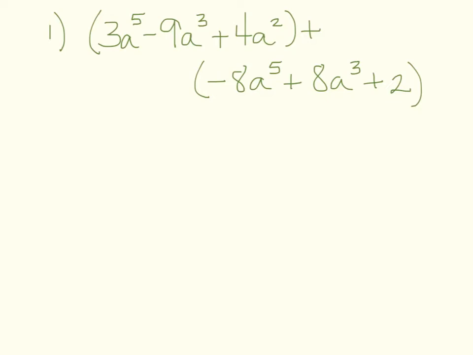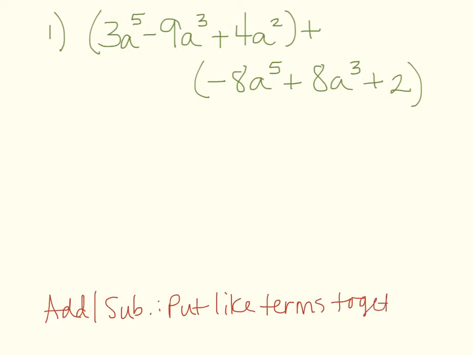I'm adding this polynomial to this polynomial. Now the rule when adding and subtracting is you just put all your like terms together. So when you add or subtract any polynomials, all you do is put like terms together. So as I'm looking up here at my problem, I'm going to put a to the fifth with a to the fifth, a to the third with a to the third, a squared with a squared, constants with constants. And we do want to go in descending order, so we're going to start with the fifths first.